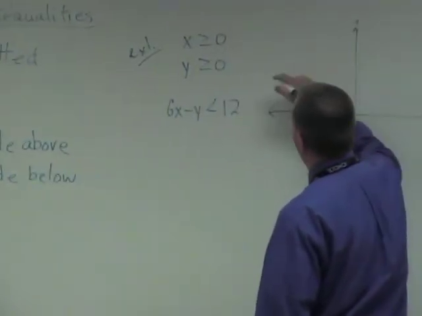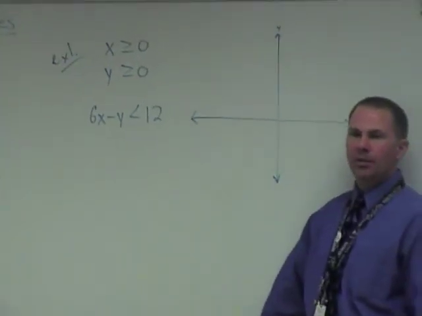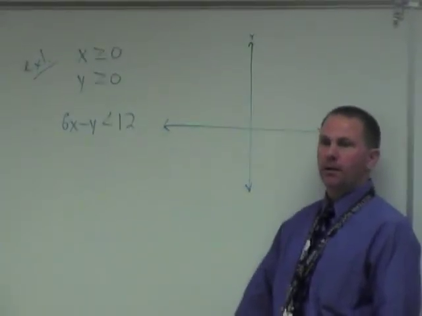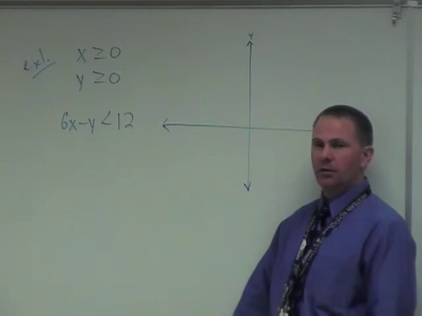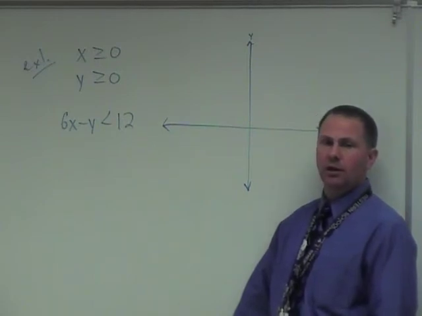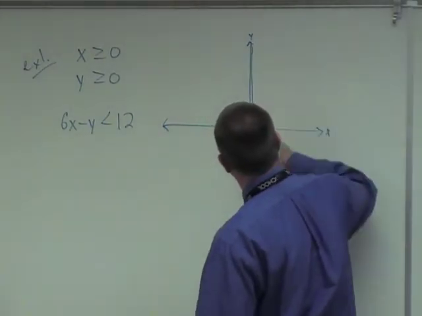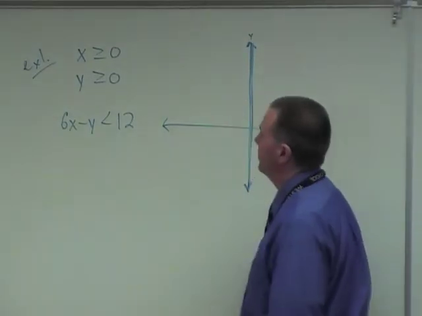Alright. So x is greater than or equal to 0. First of all, what can you tell me about that inequality? Nate? It's a vertical line. Solid vertical line. It's a solid line because it's equal. It's a vertical line because x equals 0. It goes through the x-axis at 0. So here we're talking about the y-axis. That's what x is greater than or equal to 0.